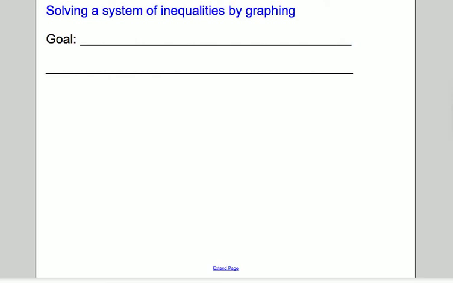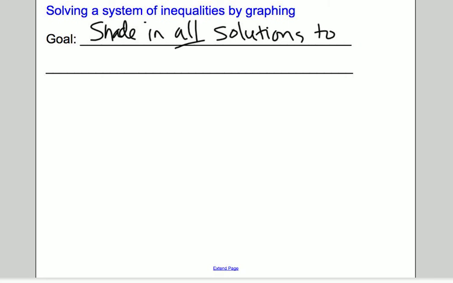This is video 3.7. The goal of this video is to solve a system of inequalities by graphing. So what we need to understand is the goal is to shade in all solutions to all the inequalities. The key word here is the all. All the inequalities, all the solutions.